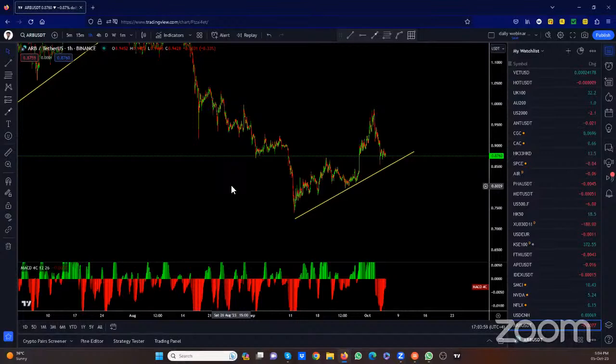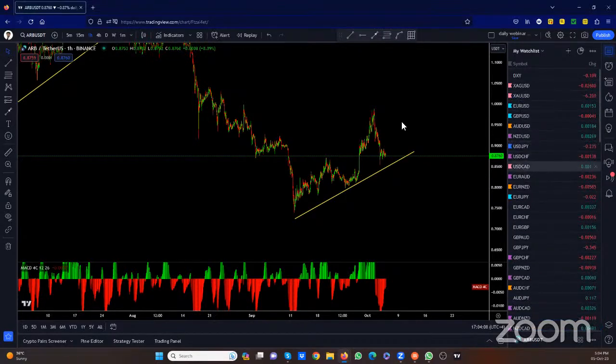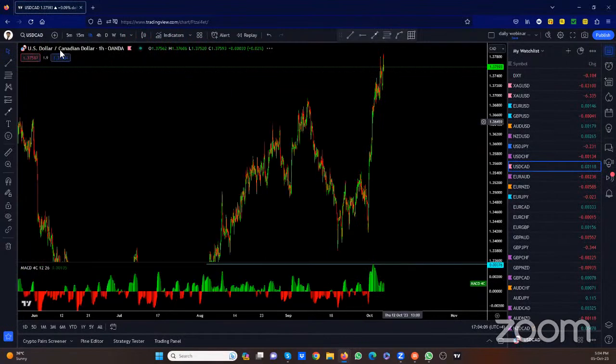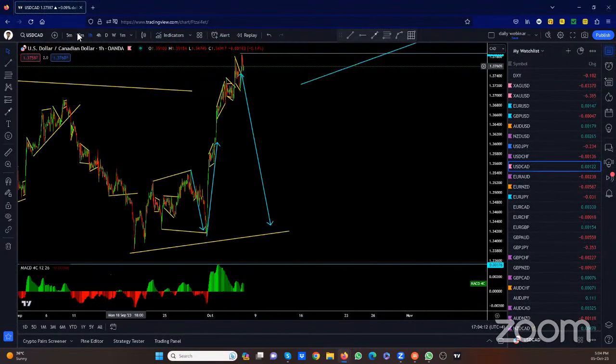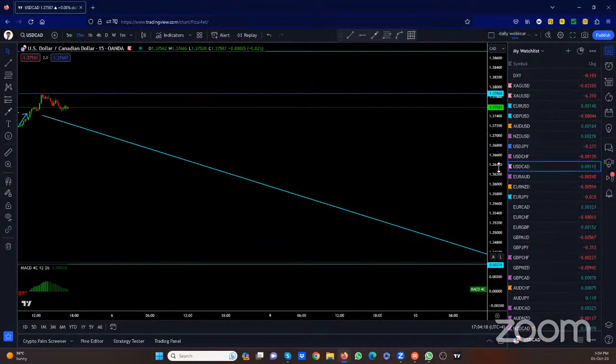Right? CAD sell setup. It's a really small flag, but yeah, you can. It's making a flag now, I think. Yeah, that should be. It's making a bigger one now, I think. Let me go back to CAD again. Yeah, we're kind of making a bigger one here now on the 15. Let me see. Yeah, perfect. That would be a sell setup.